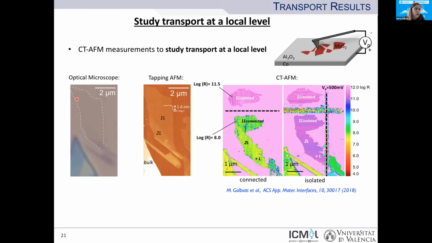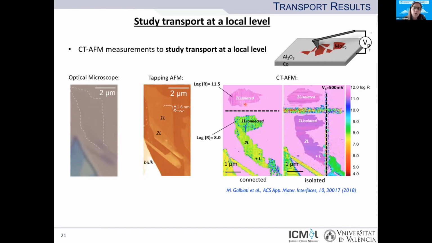So here you have the optical microscope image of a monolayer over the surface. Then this is the tapping AFM image. As you can see, we have a monolayer, we have a bilayer, and this is connected to a big bulk here. And here, this is the resistance map of molybdenum sulfide. So in order to be able to directly compare the resistance of the monolayer when it is insulated and connected to some other flakes, what we did with the AFM tip, we cut the monolayer into parts. And here we measure the resistance.